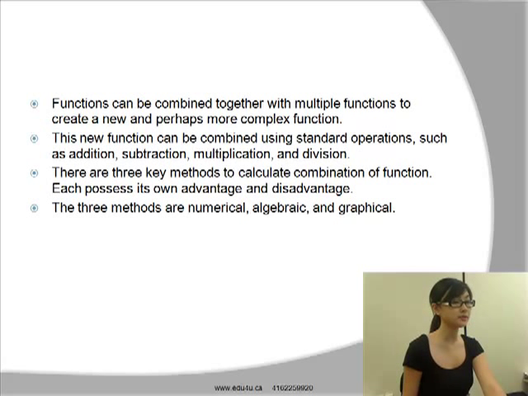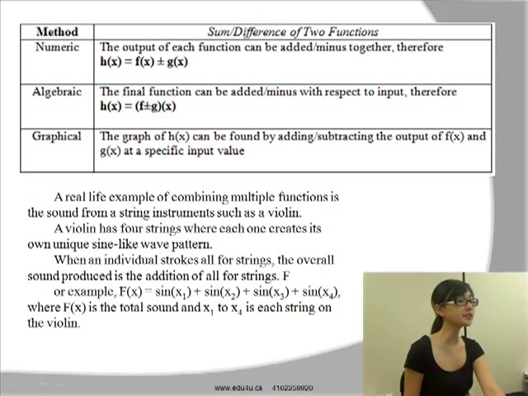Now, there are three key methods to calculate the combination of functions. They all have their own advantage and disadvantage. The three methods are numerical, algebraic, and graphical. So the numeric is basically what we talked about last lecture. Evaluate, then combine. So evaluate what is the answer for f of x, then what is the answer for g of x. Then you add them or subtract them or multiply or divide them, and that will give you the answer for the new function.